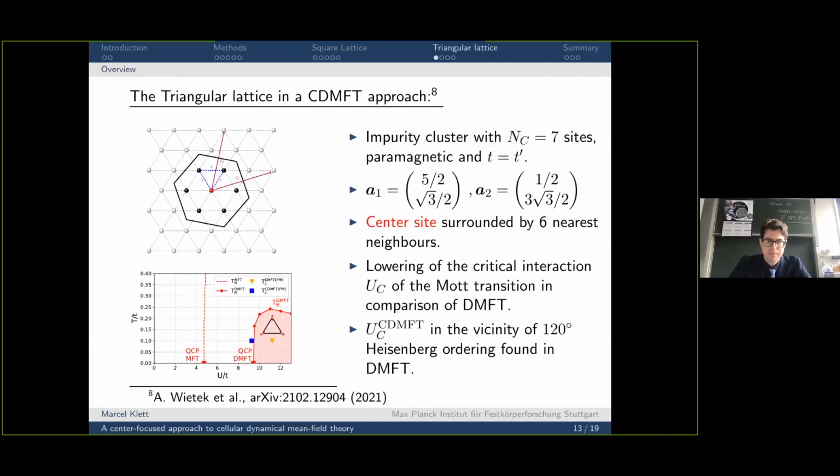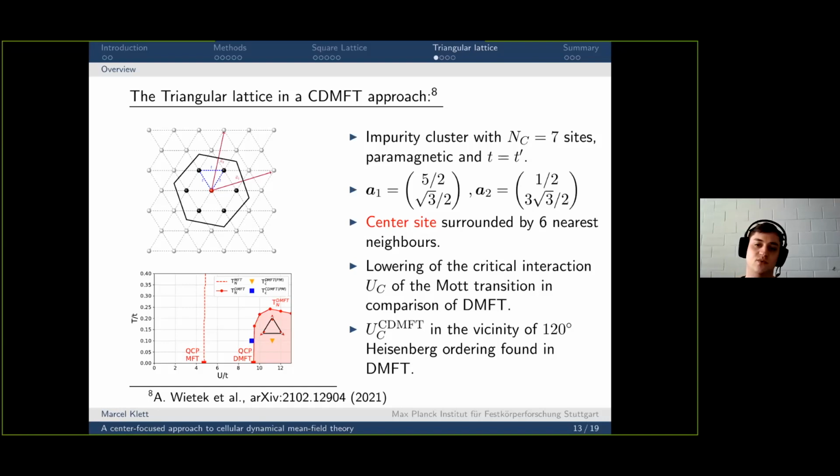Okay, that's good. So the triangular lattice in the CDMFT approach: all the theories stay the same, the equations stay the same. The situation is seen on the left side, where we cut out a cluster of the whole lattice, which includes 7 sites, where we have one center site labeled as this red dot, and then one surrounding shell, so 6 nearest neighbors.